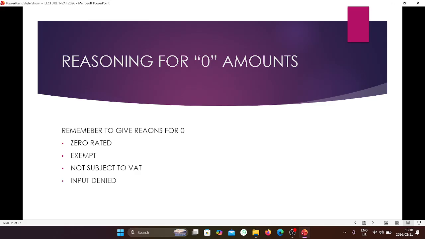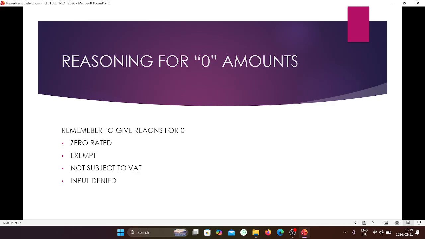Reasoning for zero amounts. Remember, if you're a VAT vendor and you're making zero-rated supplies, you're going to be charging VAT at zero, meaning that anything multiplied by zero is going to be zero. If you are providing exempt supplies, it's also going to be zero. But there's this thing with tax. You don't just give an amount of zero. They want to know why that amount is zero. If an amount is zero in tax, there is a reason why it's zero.